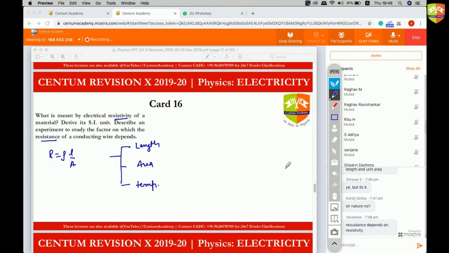Please don't get confused. Here they are talking about resistivity and here they are talking about resistance. If they were talking only about resistivity, then you would only be measuring the effect of temperature, not the influence of L and A. When they are talking about resistance, we'll have to mention the impacts of length and area, that is the dimensions, and temperature.